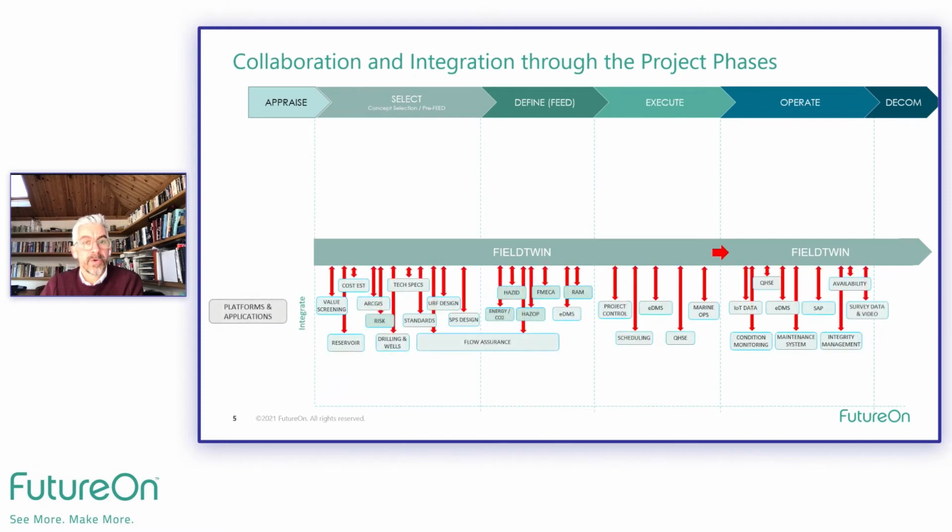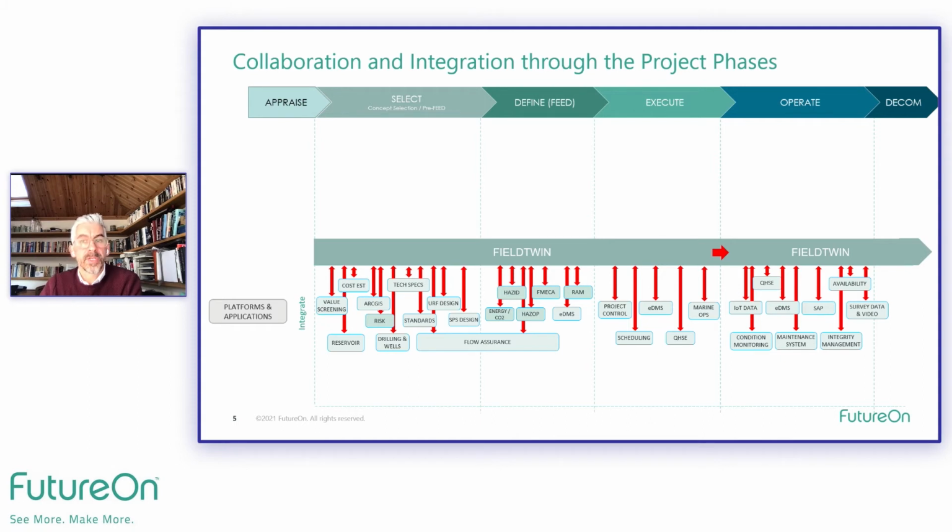So this slide shows the project phases from appraisal, select, concept, pre-feed, feed, execution, operations, and then finally decommissioning. And we're showing some of the different design and simulation tools that are required through these different project phases. So FieldTwin is central to this and can flow through all the project phases, providing continuity from select to operations. Some of the integrations shown here during the select and pre-feed phase may actually continue to be used during the feed phase and even into operations.